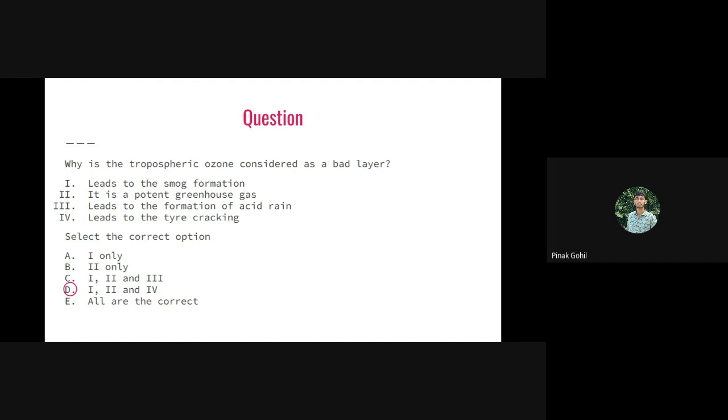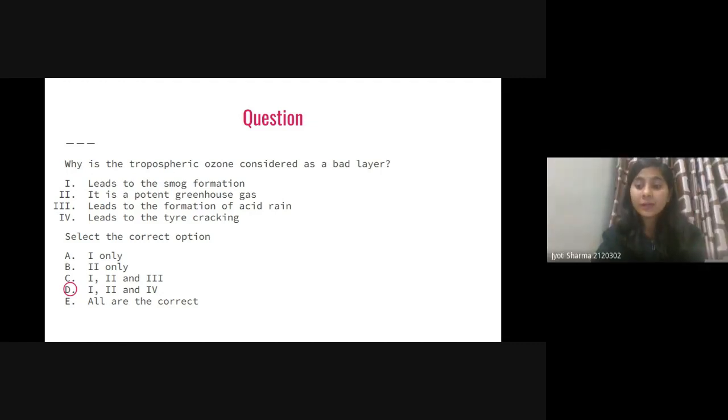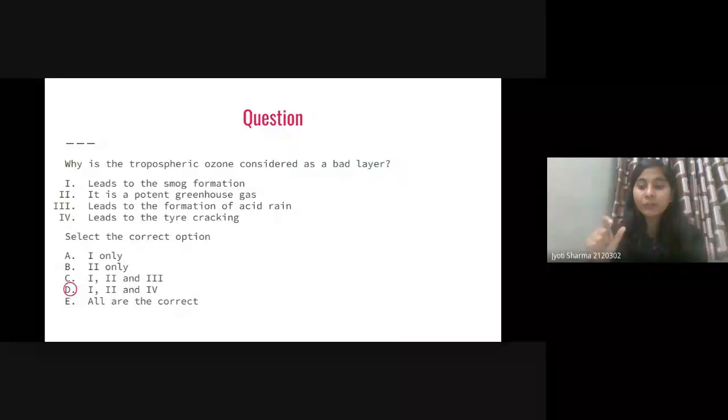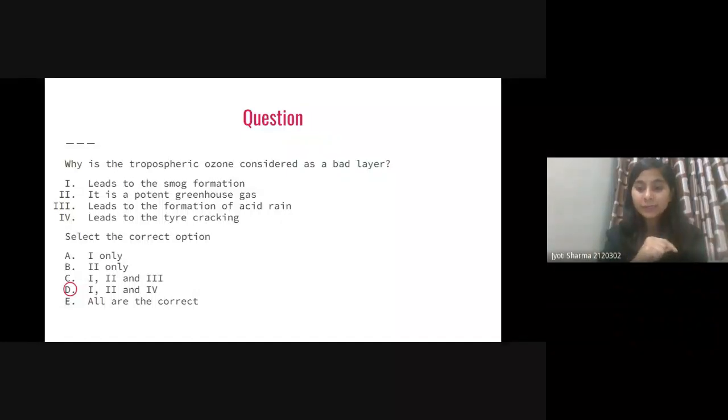Tire contains vulcanized rubber. Tire contains sulfur in a vulcanized form. It also contains sulfur as well as the carbon compound bonded by the double bond. The important thing is that that double bond will be broken down by the ozone. So that's why there can be tire cracking due to the ozone that is present in the troposphere.